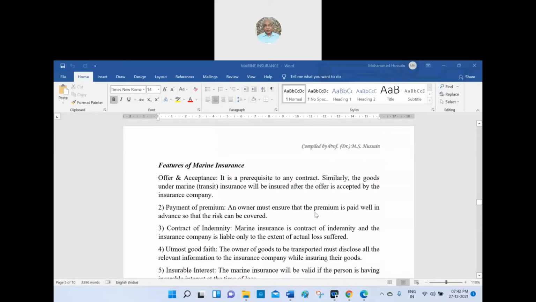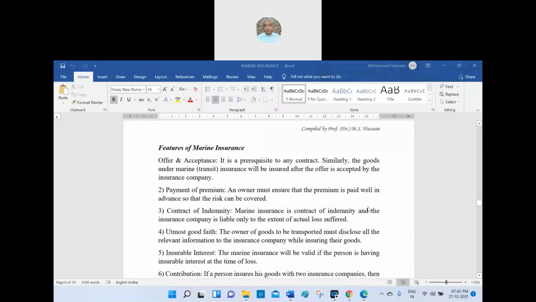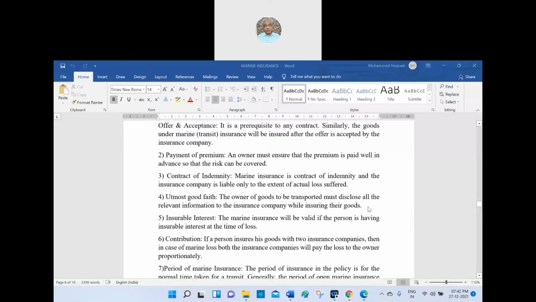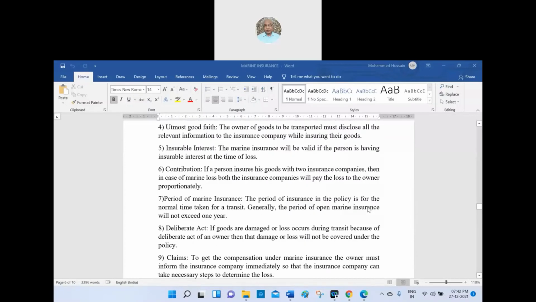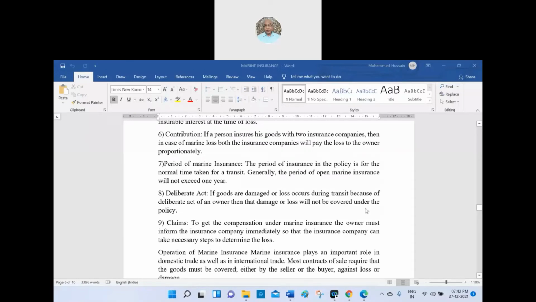And the features of marine insurance, I told you, are the offer and acceptance and the payment of a premium, contract of indemnity, utmost good faith, insurable interest, contribution, and period of marine insurance. Whatever period is agreed, that period should be covered. And a deliberate act will not be covered. If you want to damage your own ship, then you are not going to get the claim. Suppose you intentionally burned your own house or shop, then you cannot make the claim, because insurance people are not insane, they are sane people. They will see how the fire was caused. If they find that it was done intentionally, he is not going to get it.